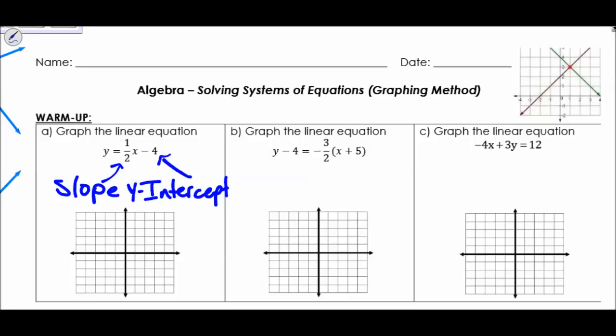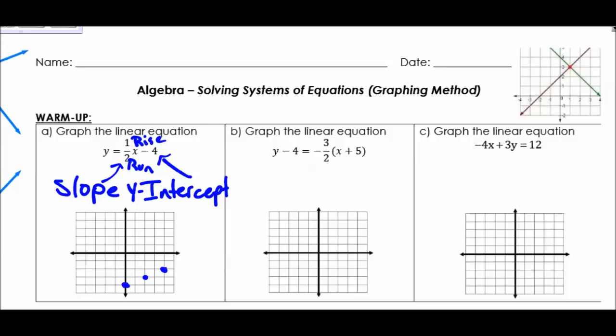So we're going to start by graphing the y-intercept. That's at -4. Y-intercept of -4. And the slope is 1/2, or it's rising 1 and running 2. Rising 1, going up 1, and running to the right 2 spots. So that's the next point on the line. I went up 1 and over 2. I'm going to do that one more time. Up 1 and over 2. Those are the 3 points that I need for my line.